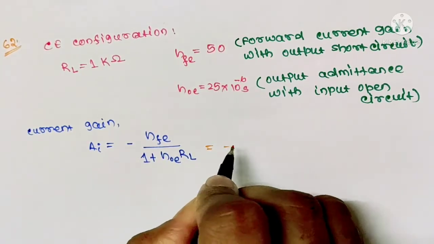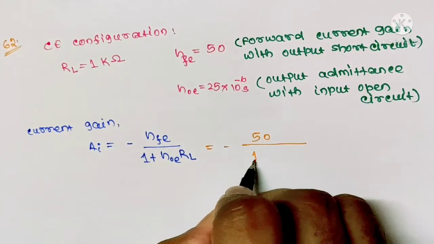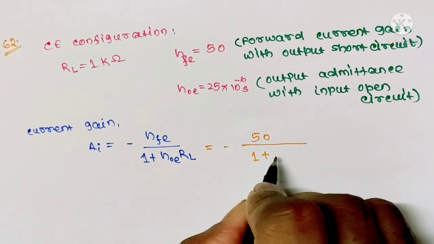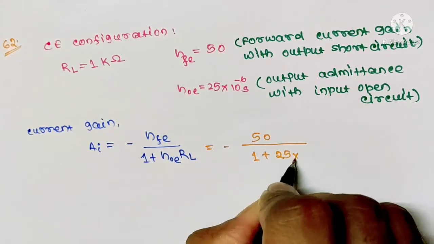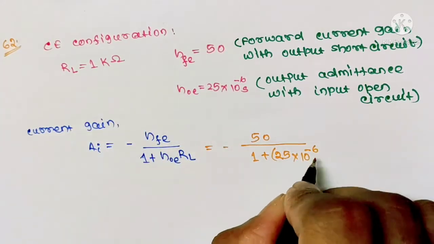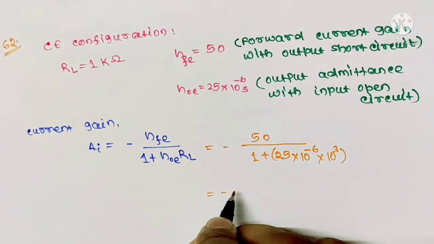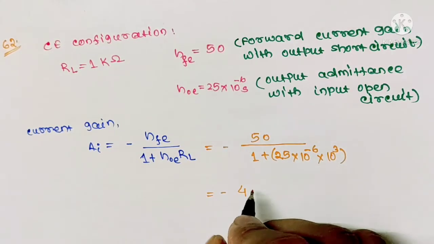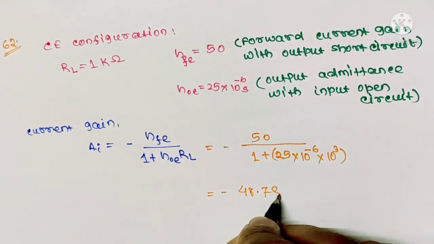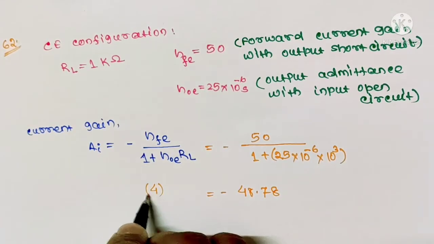That is minus 50 divided by 1 plus 25 into 10 to the power minus 6 into 1 kilo ohm. So that is 10 to the power 3 ohm. So it is equal to minus 48.78. So your correct option is option 4.